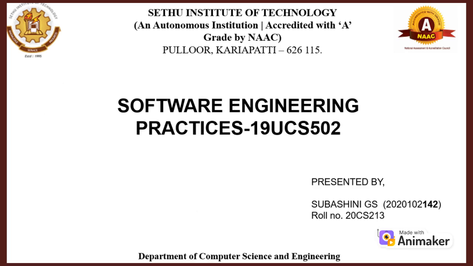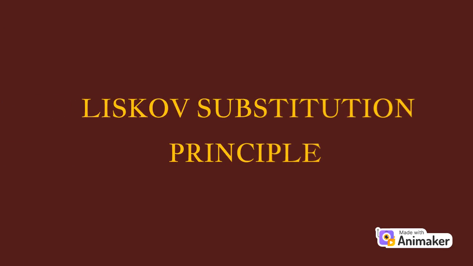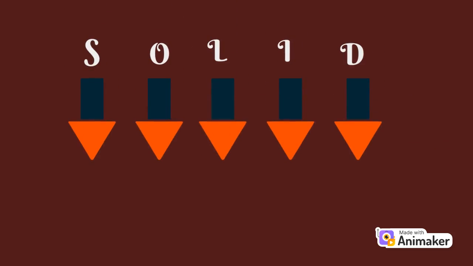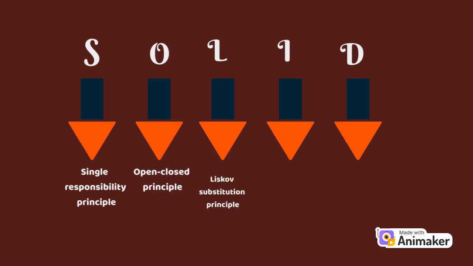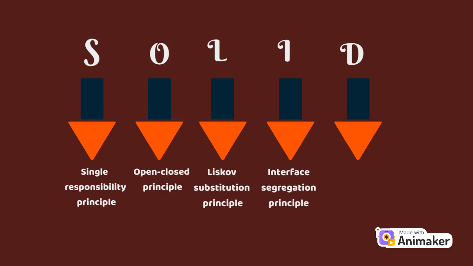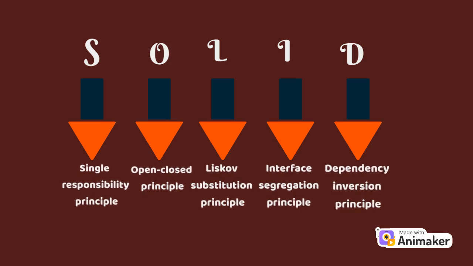of Technology, Madurai. This video explains about the Liskov substitution principle in SOLID design principles. SOLID is an acronym that stands for 5 key design principles: single responsibility principle, open closed principle, Liskov substitution principle, interface segregation principle, and dependency inversion principle. All five are commonly used by software engineers and provide some important benefits for developers.